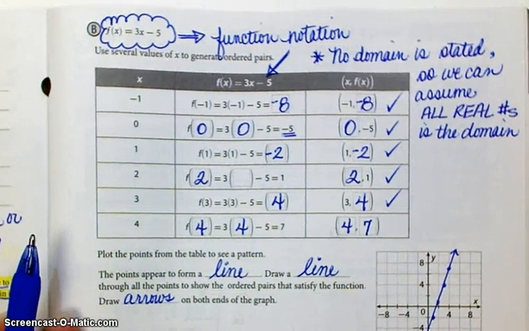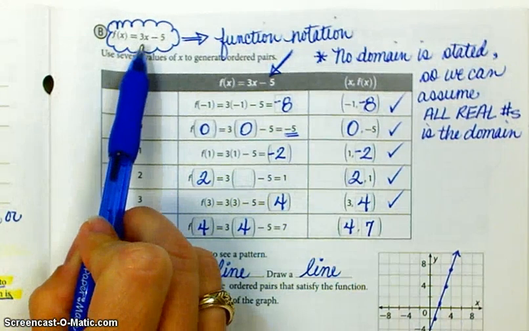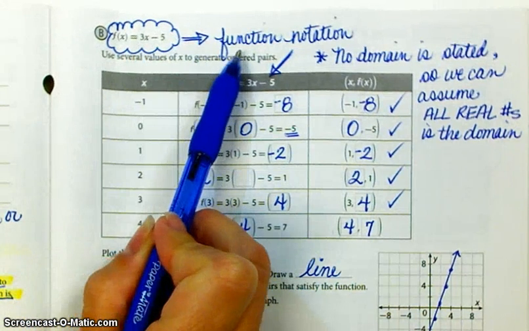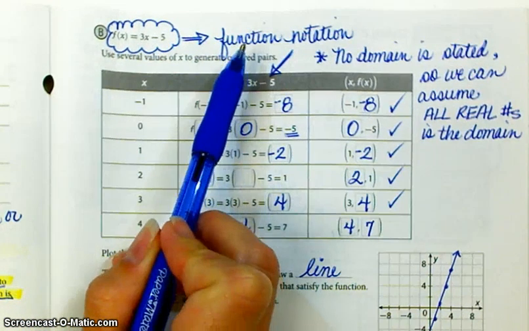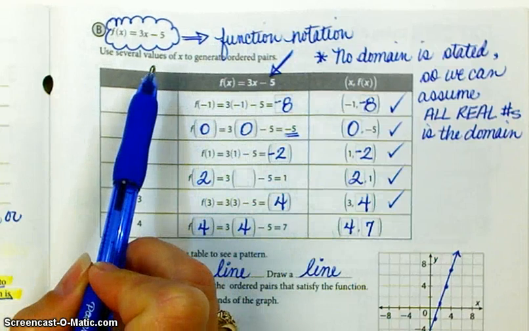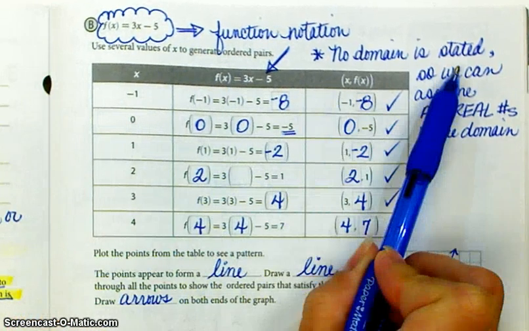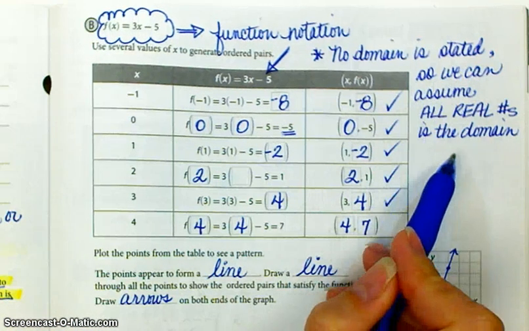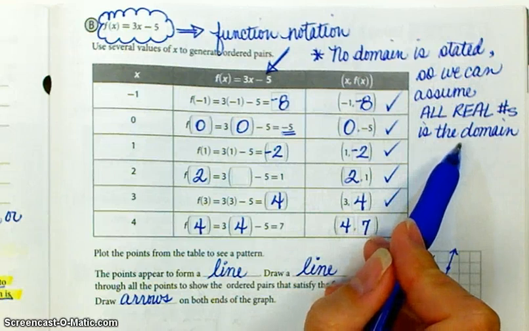All right, here we have another example. F of x is equal to 3x minus 5. This time it's written in function notation. Remember, it just says f of x instead of y. No domain is stated, so we can assume that it's all real numbers, okay?